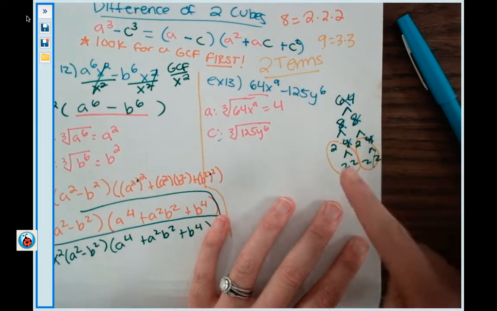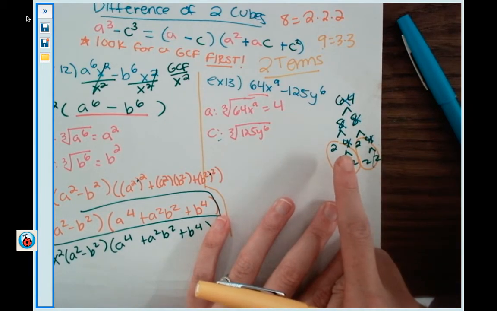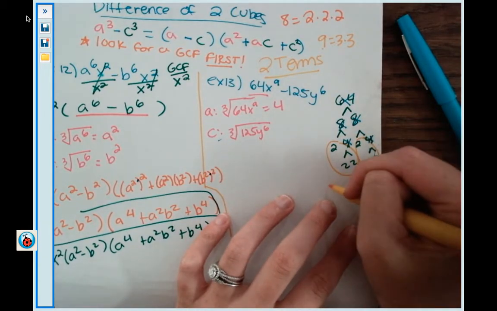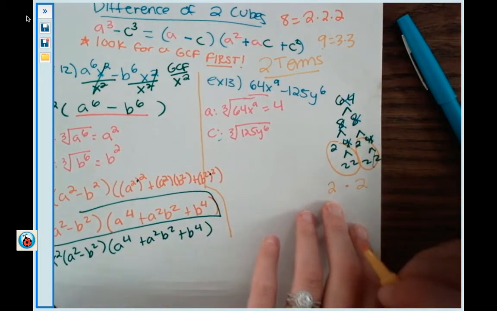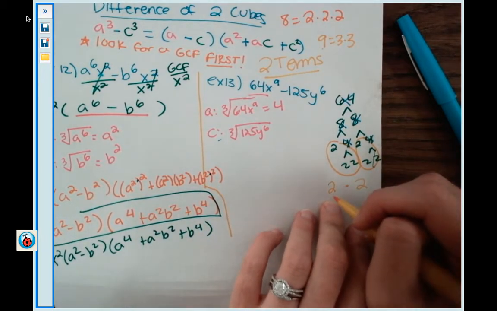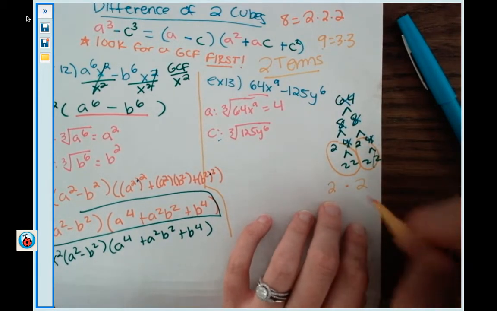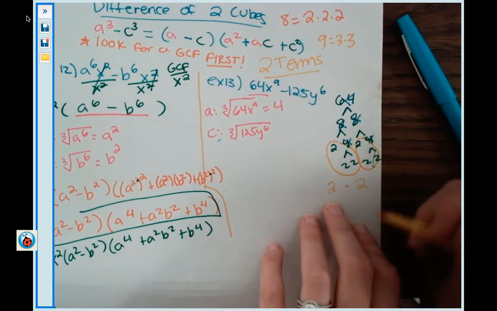Okay, so I have two groups of 2s, which means, remember you guys, for each group, 1 2 will come out. So on this one, a 2 and a 2 will come out. And remember, if more than one thing comes out, you multiply them together. And since nothing is left over, you guys, nothing is going to be in my lonely radical. Okay, so I don't have a radical because nothing's left over.